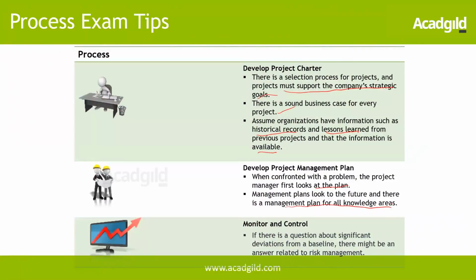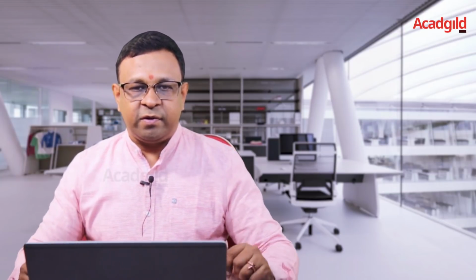And monitor and control. If there is a question about significant deviations from baseline, there might be an answer related to risk management. If there is a deviation, then I need to take a corrective action. If I have to take a corrective action, I need to raise a change request, which means that I go and revisit my plan. So I need to look at the risk as well. This is just a tip for you to remember when you encounter situational questions in the exam. So let's have a high level overview of this perform integrated change control process.